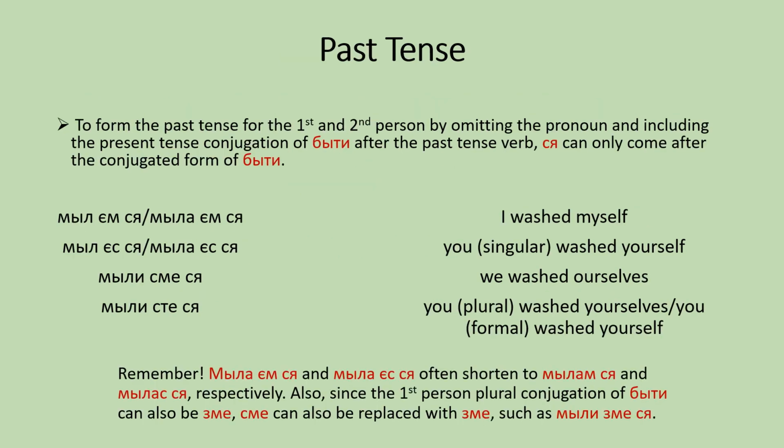We will go into a little more detail with the past and future tense. Past tense. To form the past tense for the first and second person by omitting the pronoun and including the present tense conjugation of bote after the past tense verb, sha can only come after the conjugated form of bote. Let's take a look at the examples below.